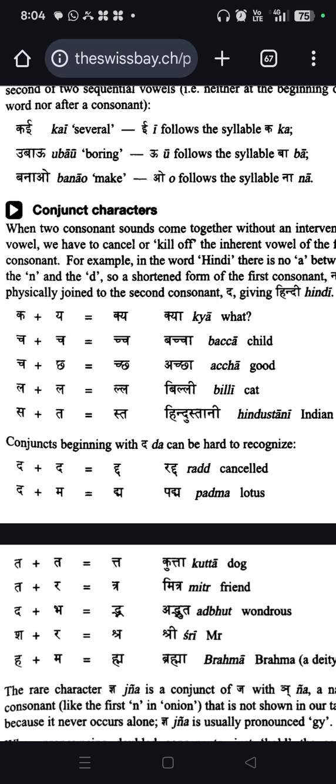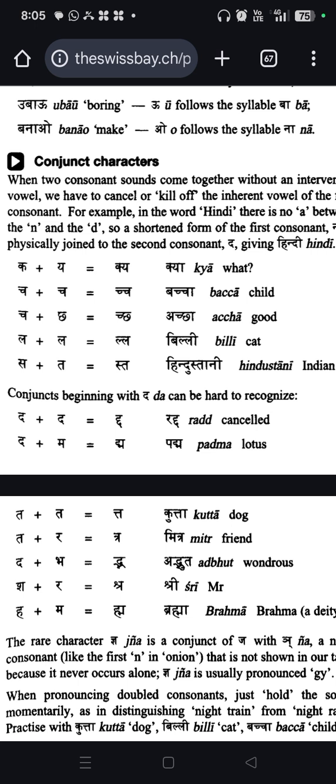Sa and the dental t sound, the first one in the ta varga, ta. So it's sat. And here we have Hindu, Hindustani, sta. Sorry, I pronounced it wrong. It's not sattva, but sta. It's a very common sound. Sta, sta.